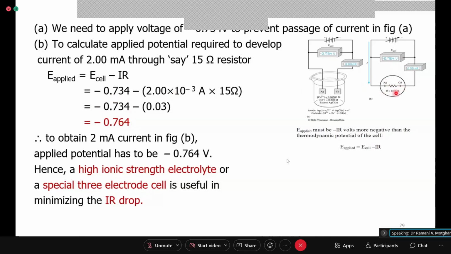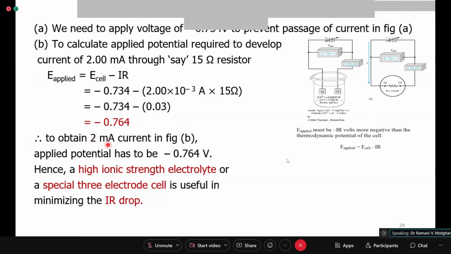If the resistor is 15 ohm and you want a current of 2 milliampere to flow. Now, if you want a higher current to flow, for example 5 milliampere, then you need to apply a little higher potential because it will be 5 into 15. If we say that this is the resistor value, 15 ohms of this electrolyte solution, then this value will still increase. If this increases, this will become maybe 0.78 or so. So the moment your current goes on increasing, your E applied needs to be increased.